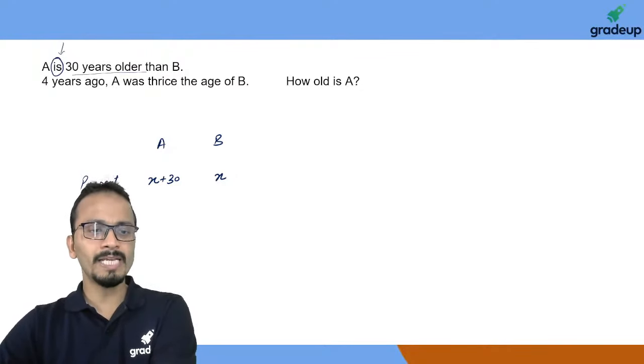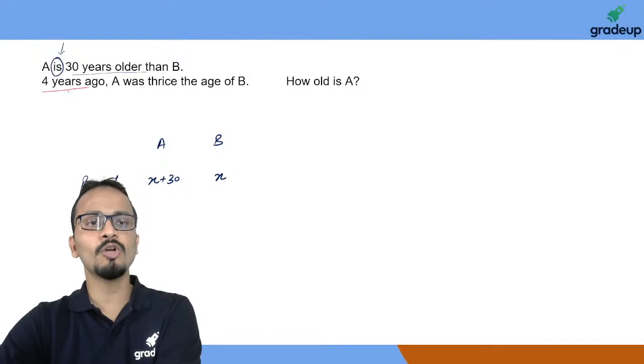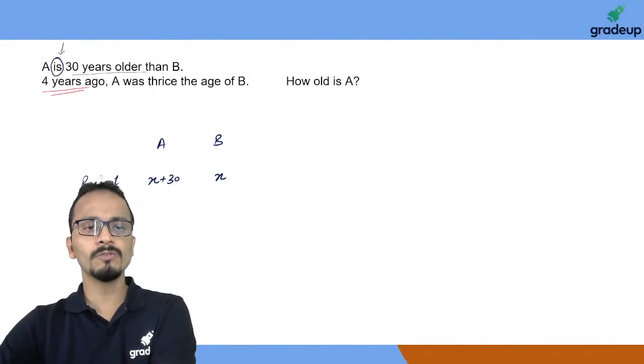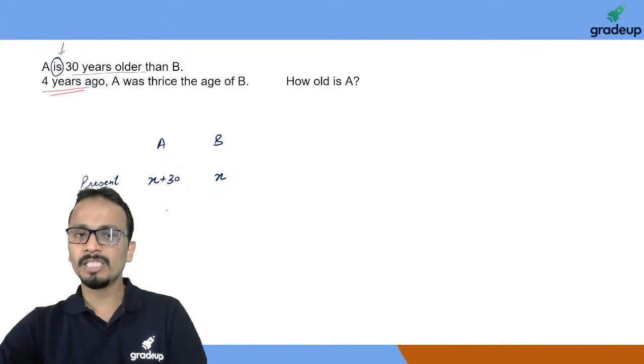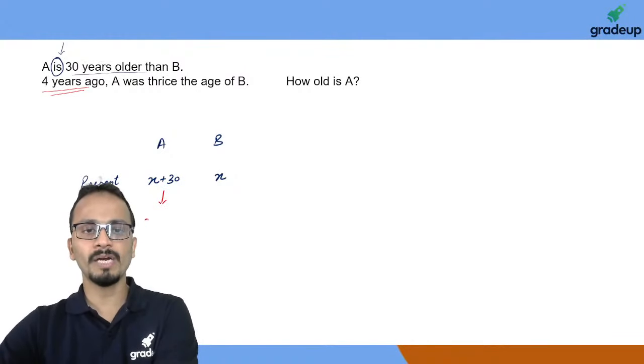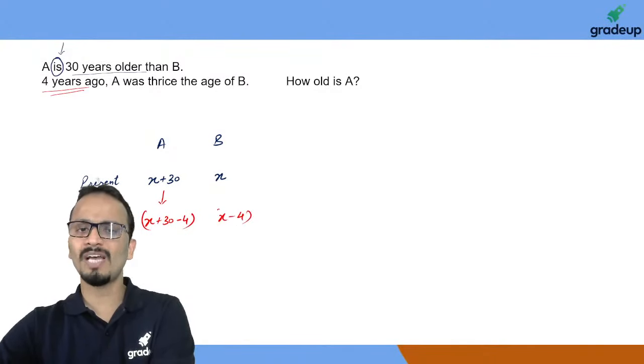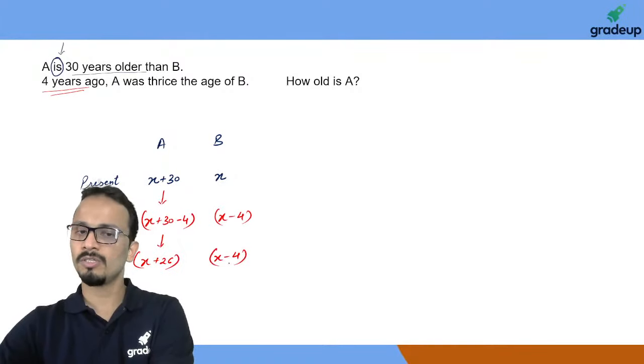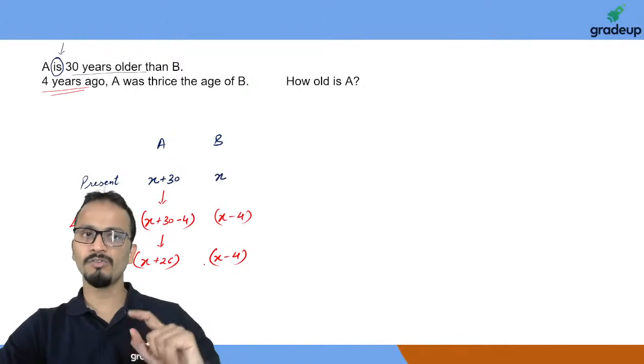Now they're talking about the next scenario, which is 4 years ago. Obviously 4 years ago, their ages will be 4 less than the present ages. So the age of A will become X plus 30 minus 4, and the age of B will become X minus 4. So age of A is X plus 26 and age of B is X minus 4, and these two ages are the ages 4 years ago.